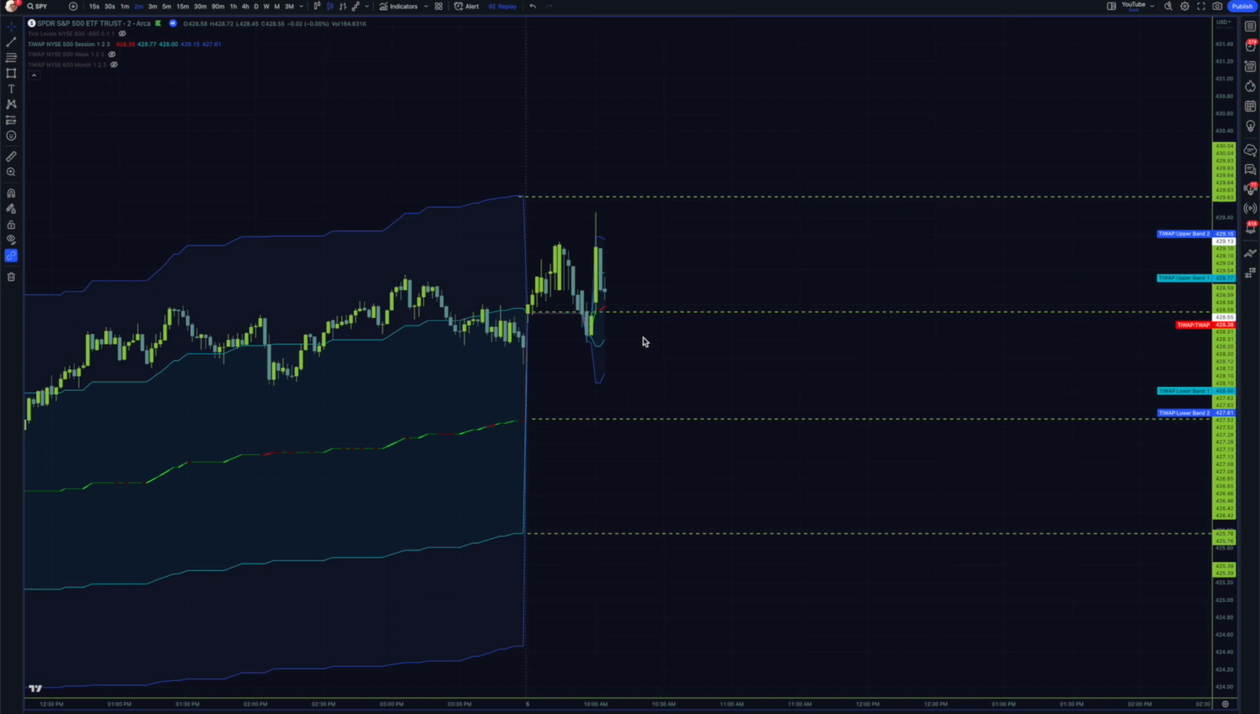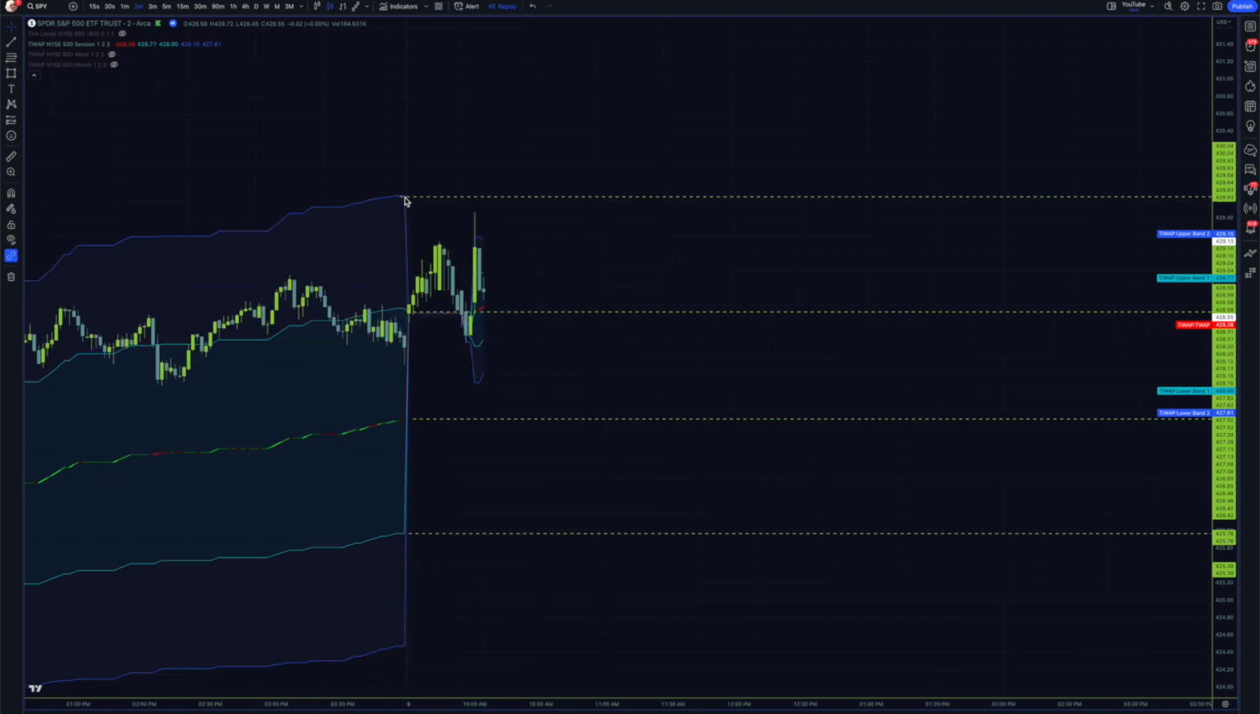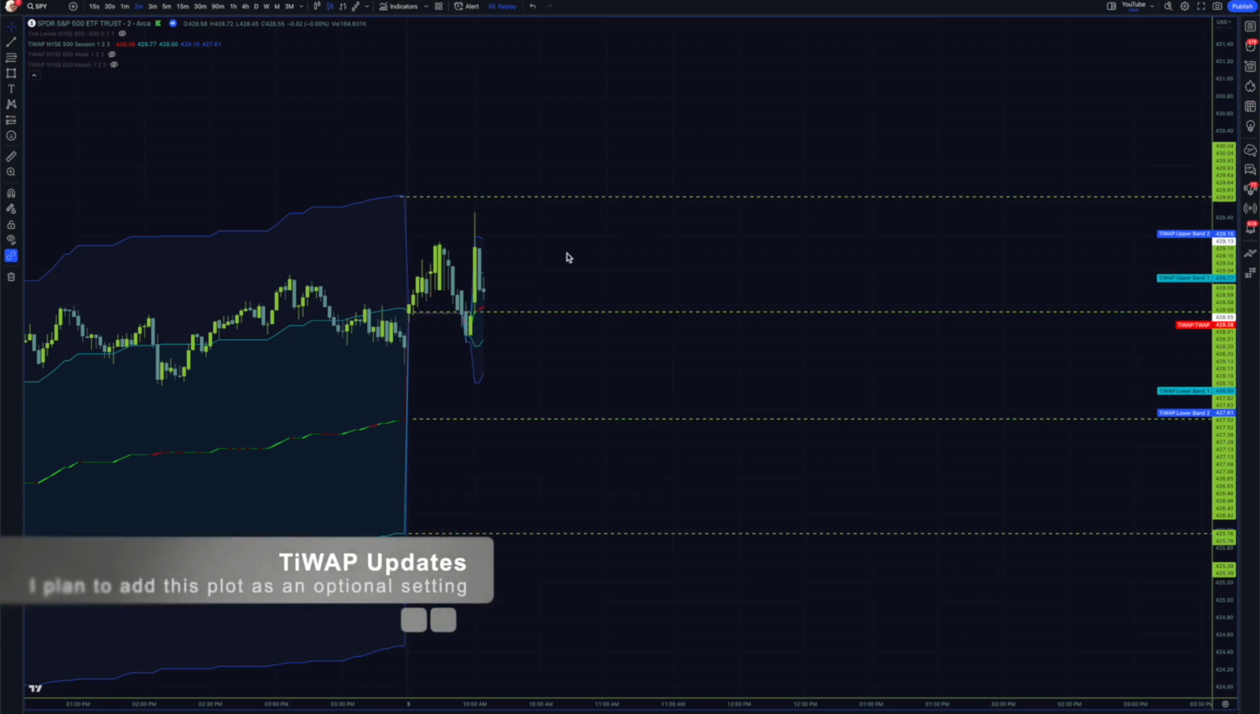But over the past couple of weeks of using the session TiWAP and doing some back testing and different chart studies, I've found a particular advanced method of using the session TiWAP data from the previous day into the next day. So the main aspect to this is to take each standard deviation line, however many you use. I would recommend at least the first and second deviation, and take those levels from the previous day and plot them into the next day.